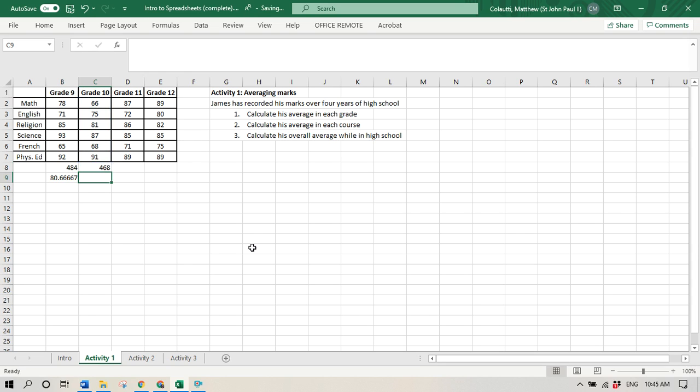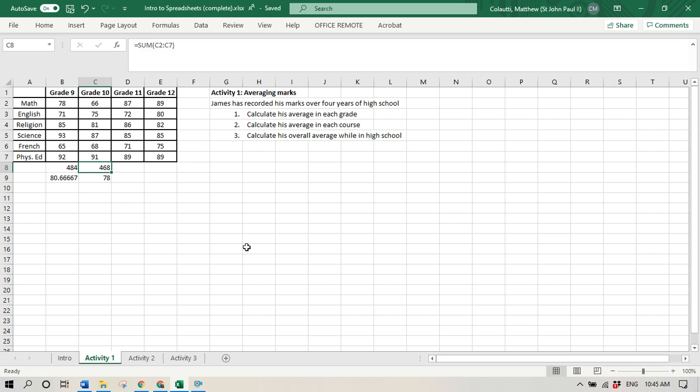Now, once again, I press equals. I'm going to use the arrow key this time, click up, select the cell above with the total and divide by 6. Oops. And there's his average in grade 10. Oof, James, not so great in grade 10. Your marks went down.